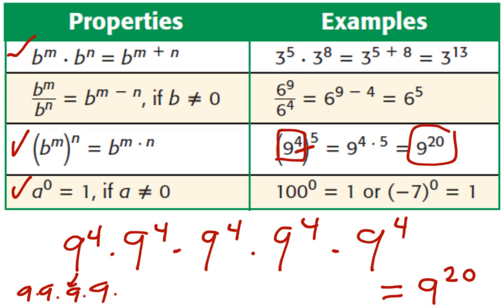The last property here that we want to talk about is anything to the 0 power is always equal to 1. There's actually kind of another property that I wish was here. That last property is that anything to the 1st power is the same thing as itself.